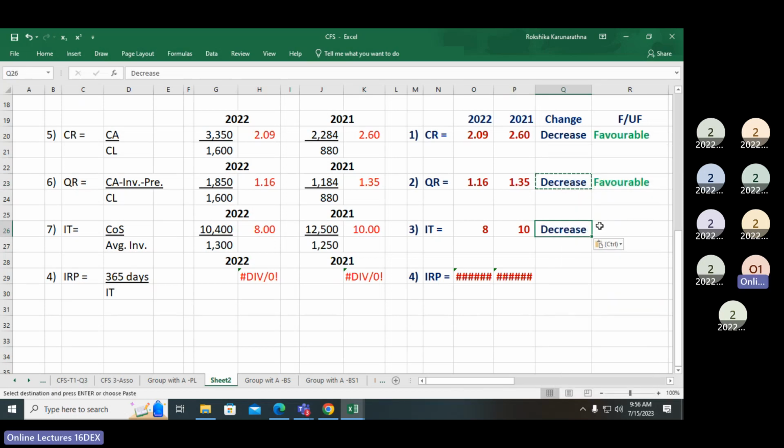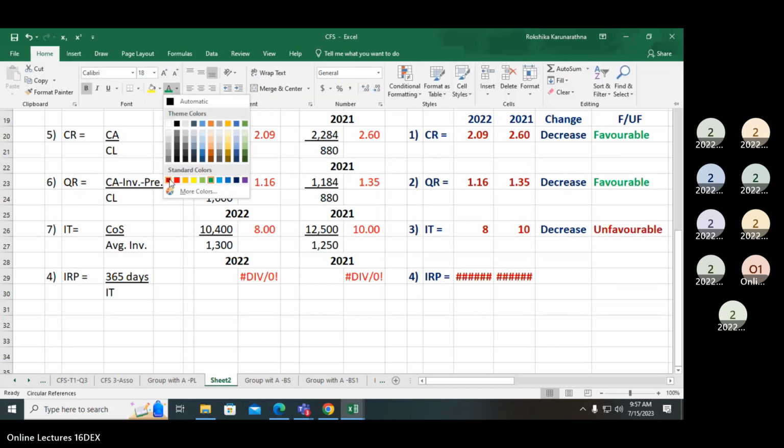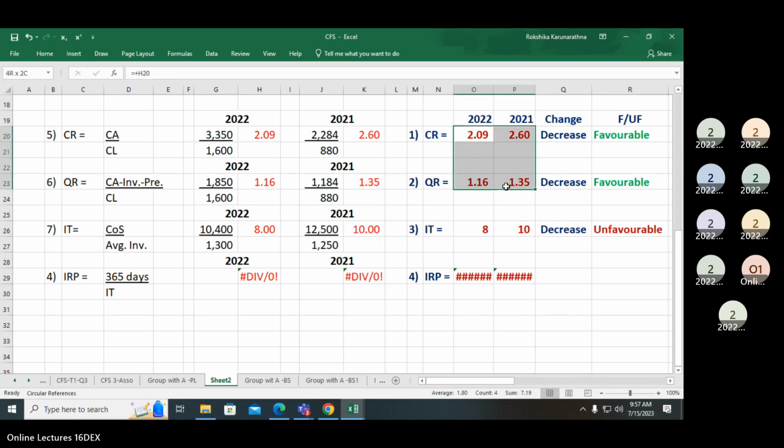Now inventory turnover decrease, favorable or unfavorable? Inventory turnover is the number of times inventory is converted into sales. Favorable or unfavorable? This is unfavorable. Because last year business was able to sell 10 times of inventory. This year only 8 times. This is unfavorable. Calculation.